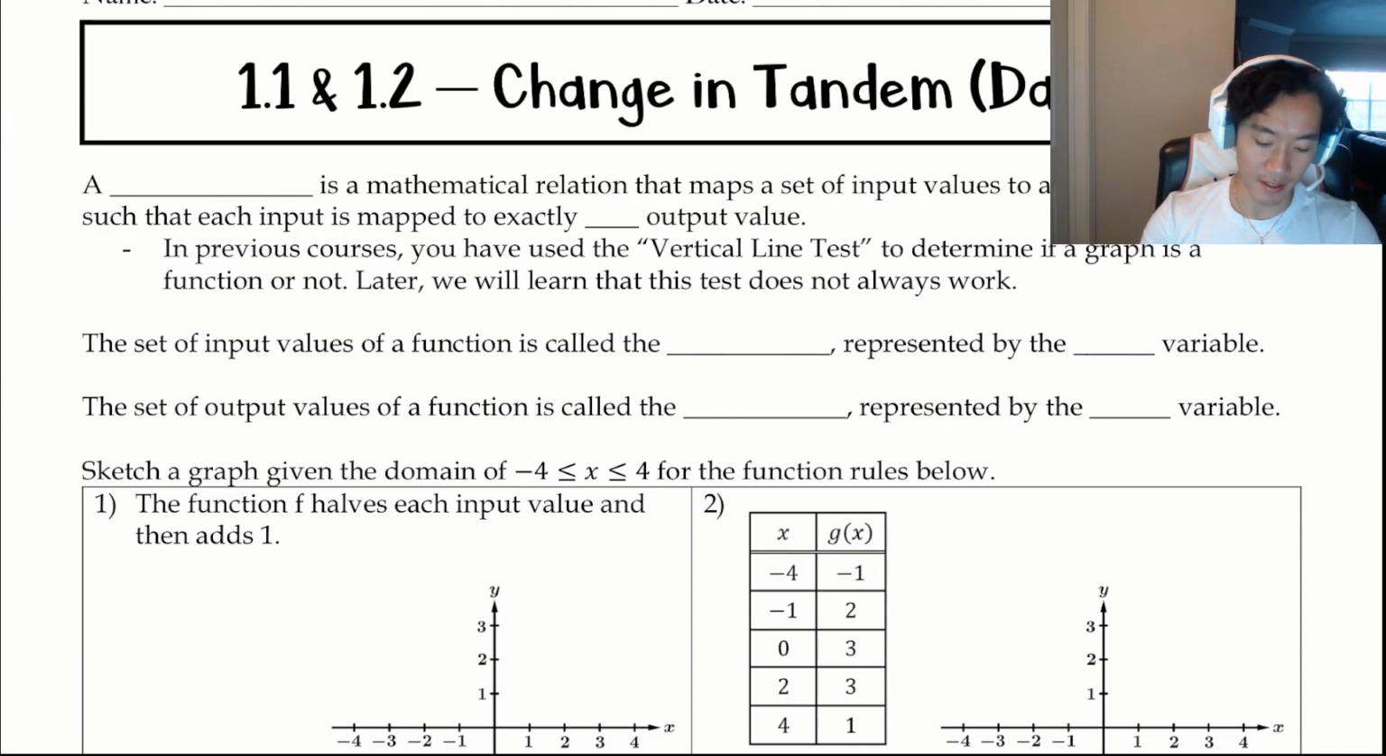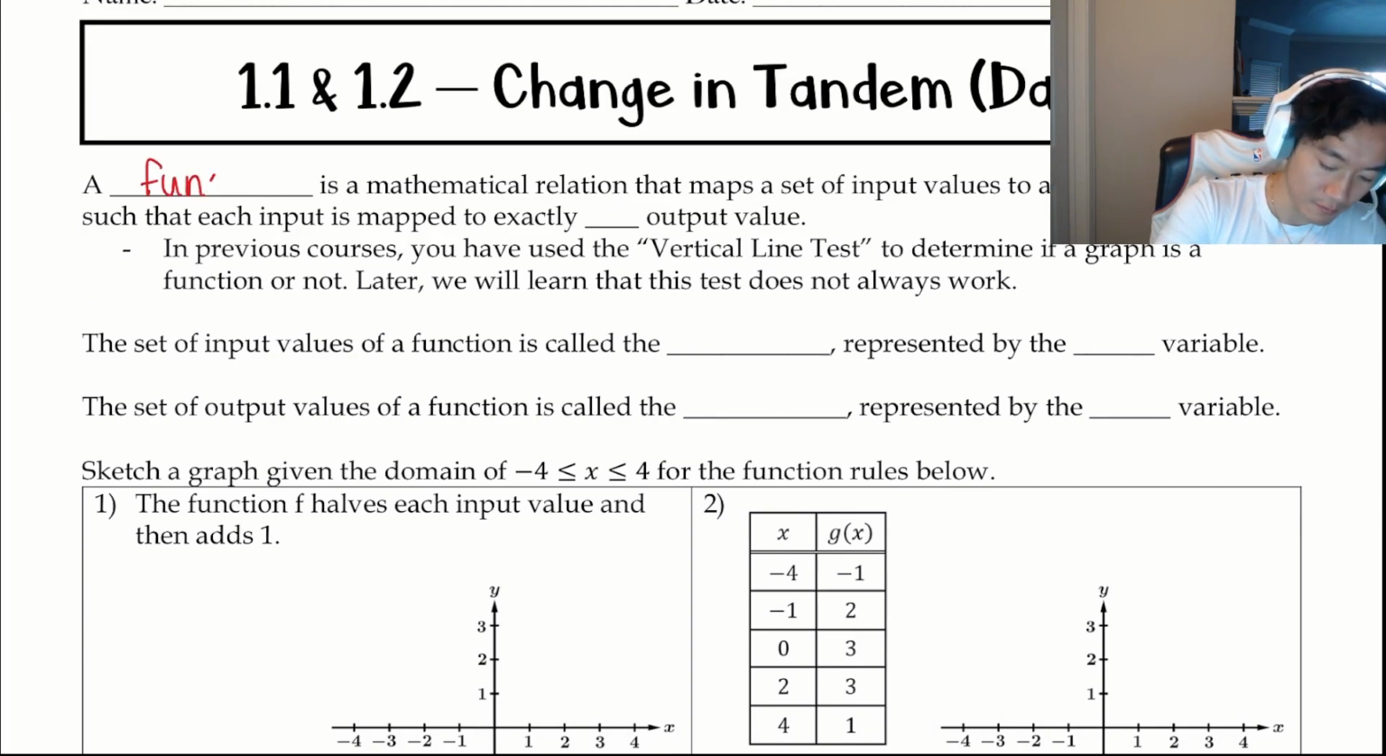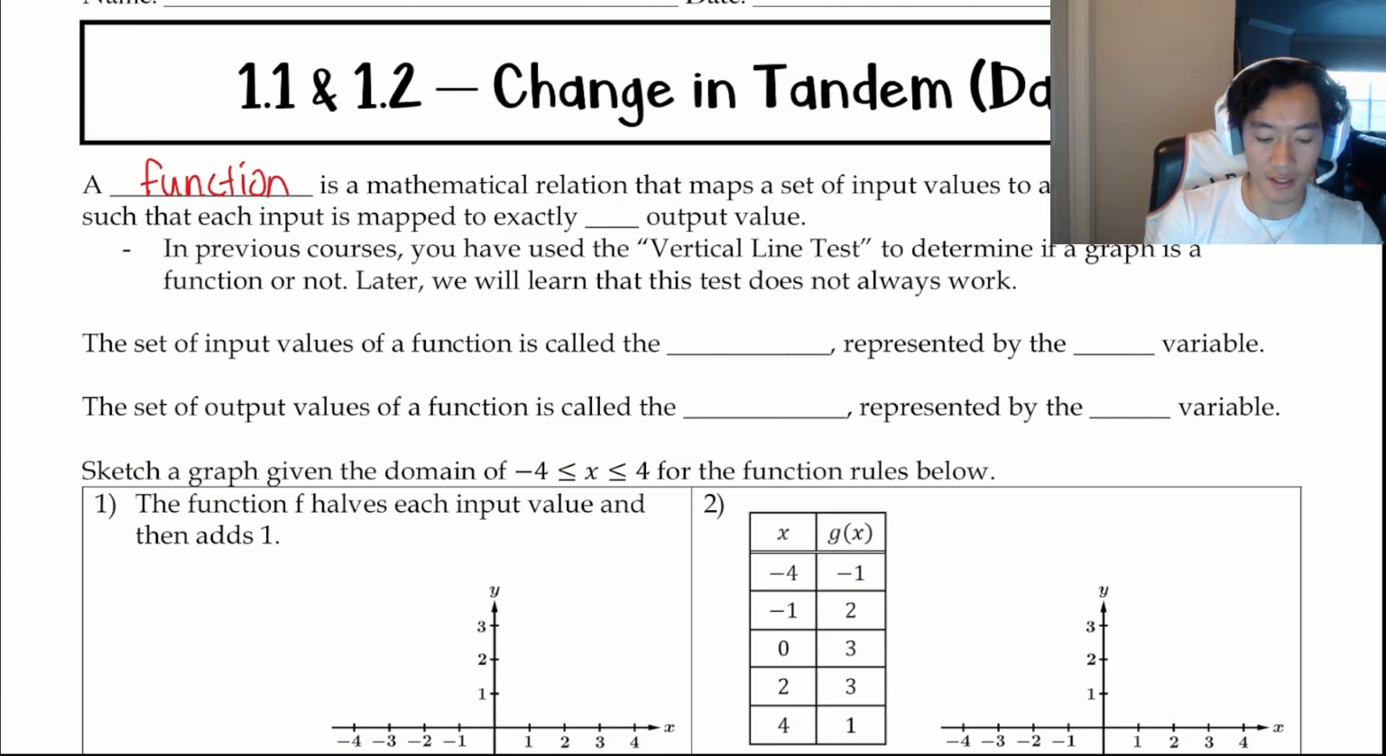So let's see. To fill in the blanks here, a function is a mathematical relation that maps a set of input values to a set of output values such that each input is mapped to exactly one output value, right? That's what it means to be a function. We tend to use the vertical line test to determine this pretty quickly, whether or not this pencil or an invisible vertical line that you imagine only crosses our graph just once, right? That's what it really means that is mapped to exactly one output value.